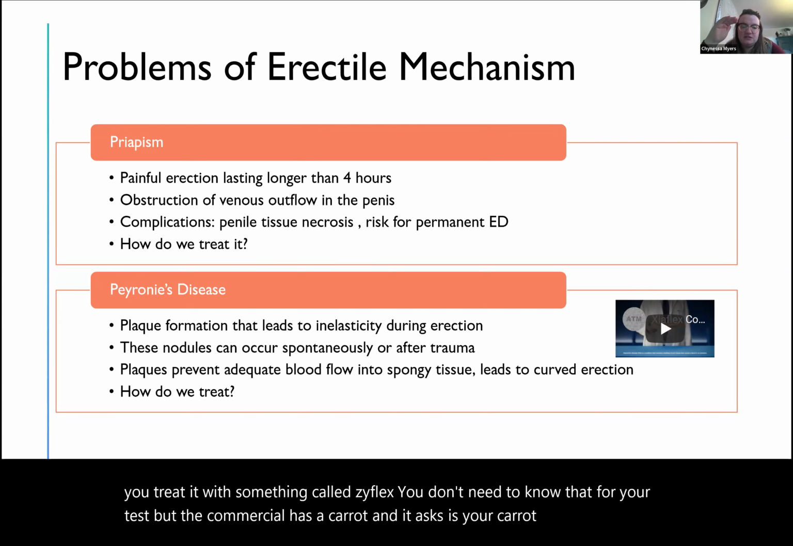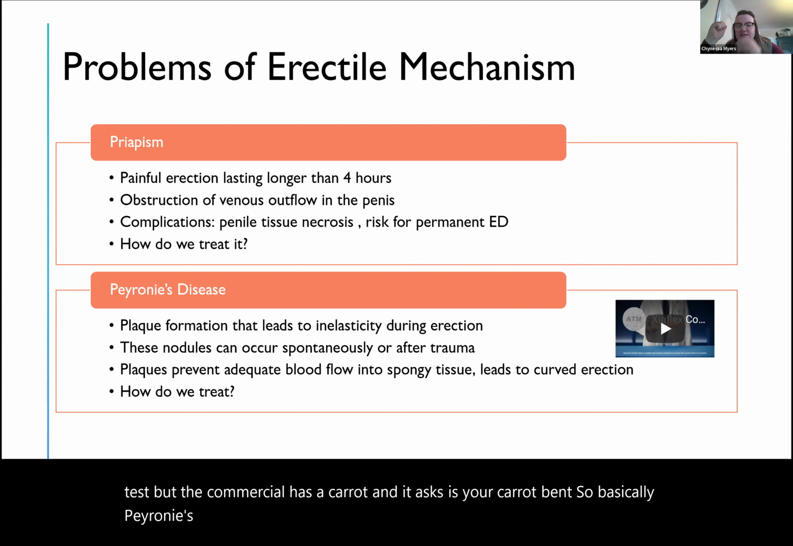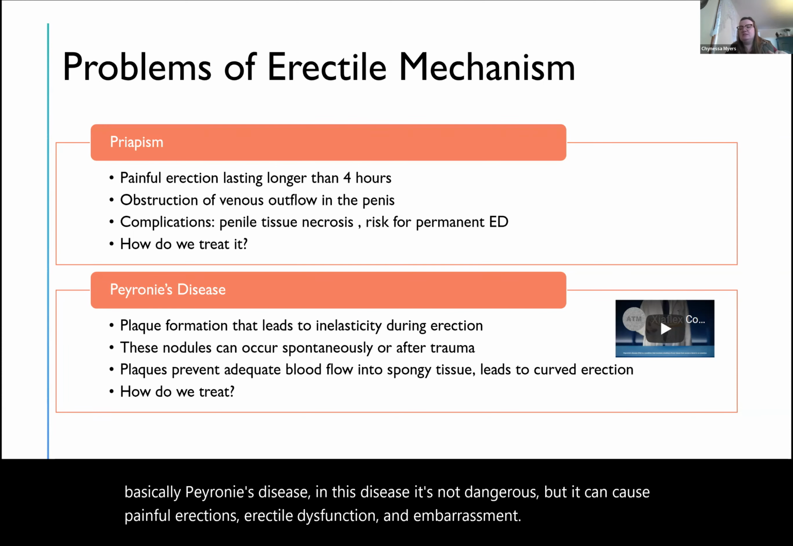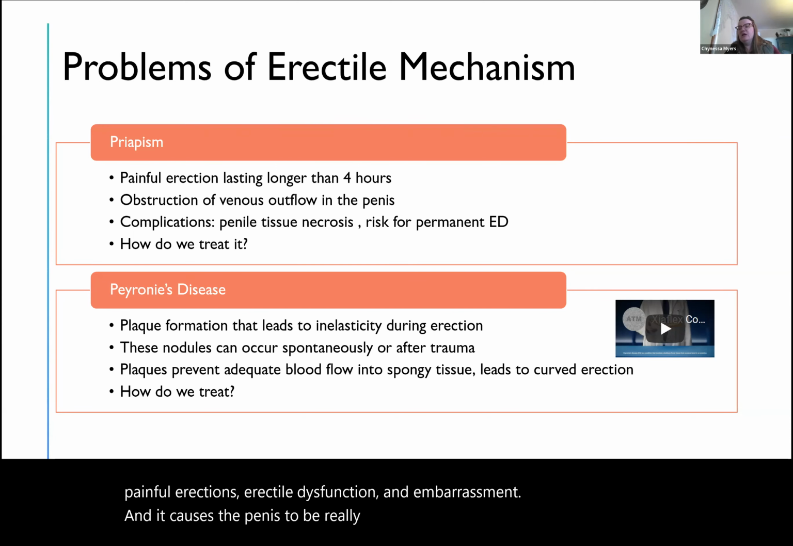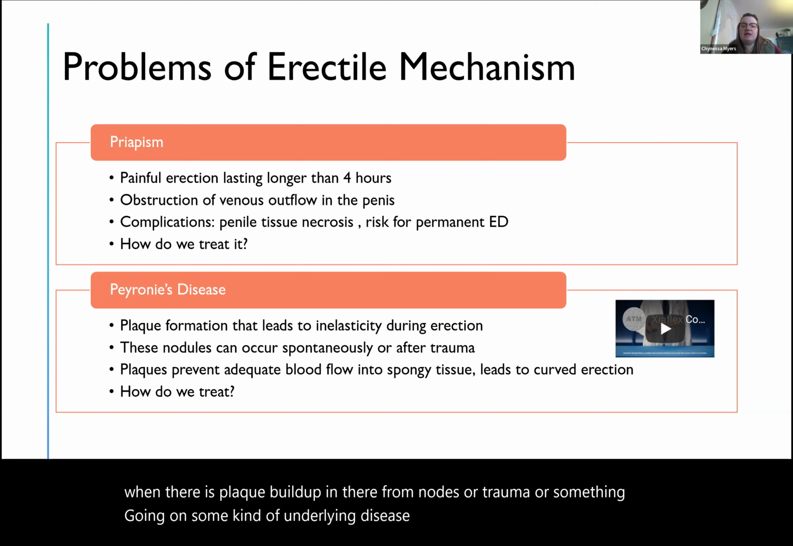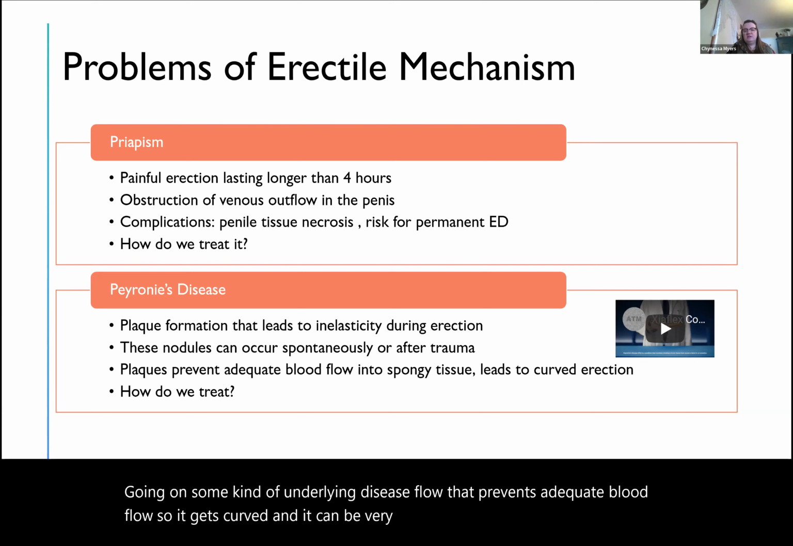So basically Peyronie's disease, in this disease, it's not dangerous, but it can cause painful erections, erectile dysfunction, and embarrassment. It causes the penis to be really bent during erection. That happens when there is plaque buildup from nodes or trauma or some kind of underlying disease that prevents adequate blood flow. So it gets curved and it can be very embarrassing. Treatment is Xiaflex, which is the medicine on the commercial.